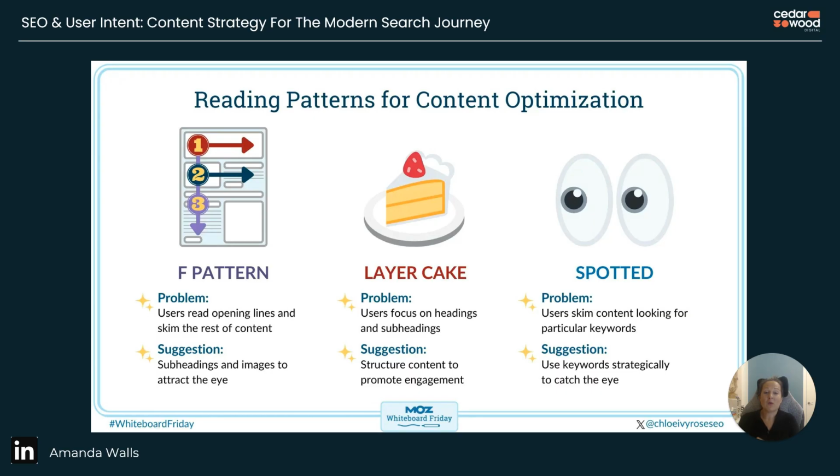And you also want to think about the way that people actually digest that information. And Chloe Ivy Rose put together this really great Whiteboard Friday, which I've used in a couple of my talks now, but I just really love this piece. And it talks about the different reading patterns for content optimization. So when you're matching user intent, are your users reading as an F pattern? Are they reading as a layer cake? Or are they kind of spotting across the page to pick out key information? Understanding this about your user intent and the way you can put your content together off the back of it will also help to make sure that you're matching that accurately.